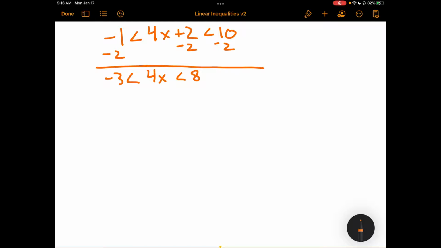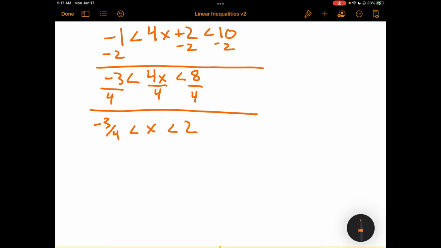Okay. Now, our next step is to divide by 4 on both sides. And we're going to divide by 4 on both sides, so now we'll have that x alone. So I'm going to divide by 4 on all of my sides. Divided by 4 and divided by 4. Okay. So -3 divided by 4. I'm not going to write the decimal. I'm just going to keep the fraction. So -3 over 4 is less than 4x over 4. The 4's cancel out because whatever's on top, if it's on bottom, it cancels out. So this is just x. And then less than 8 divided by 4. I will simplify that more. So 8 divided by 4 gives me 2.